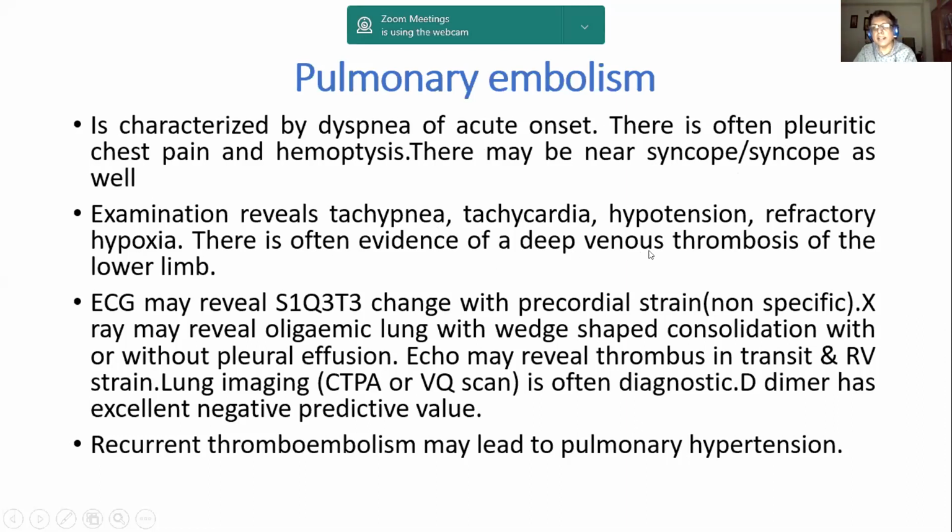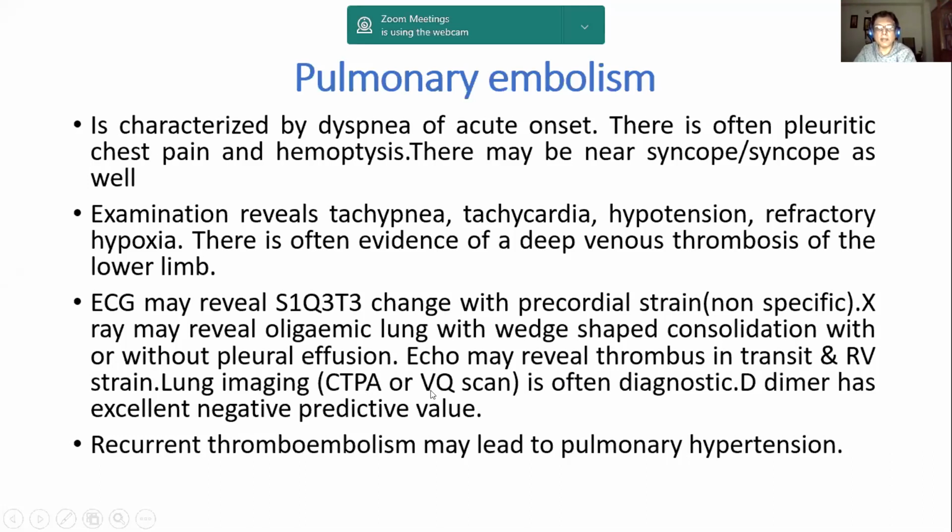And we might find a thrombosis of the lower limb, but we should take care not to elicit the Homan sign. It may cause the thrombus to dislodge. And ECG may reveal S1Q3T3 sign and precordial strain. These are not specific. There may be oligemic lung. There may be wedge-shaped consolidation with or without pleural effusion. Echo may reveal a thrombus in transit to the right side of the heart.